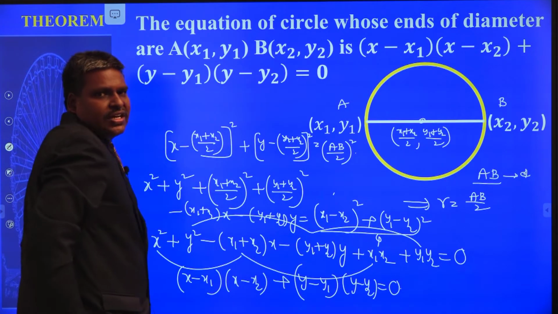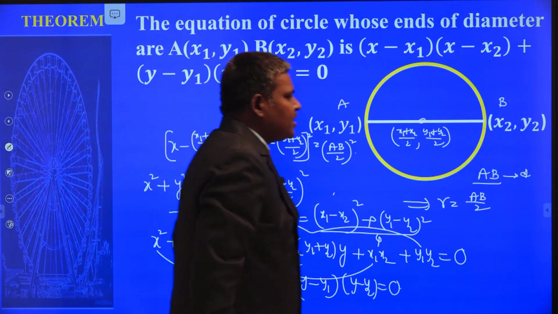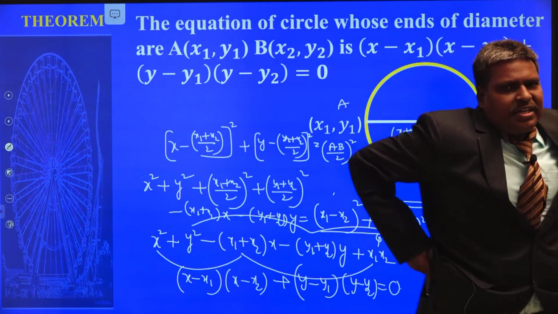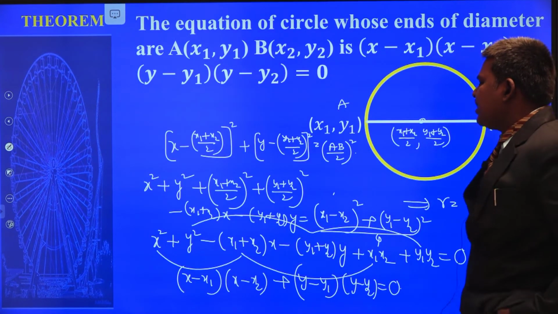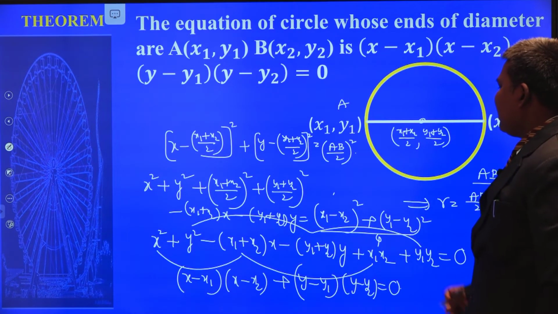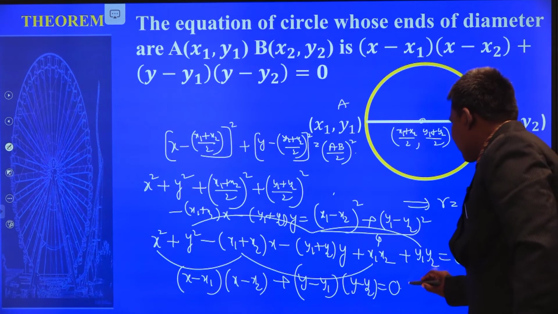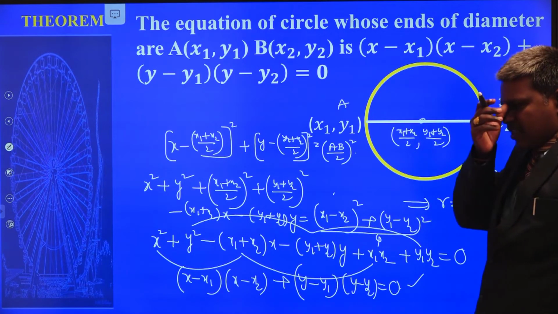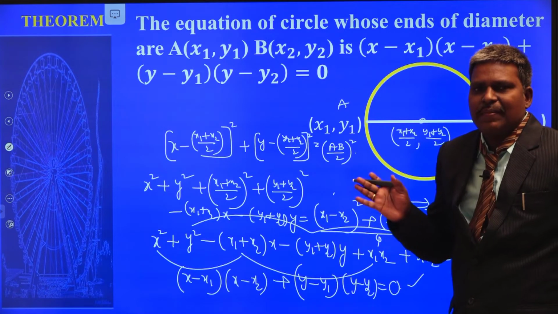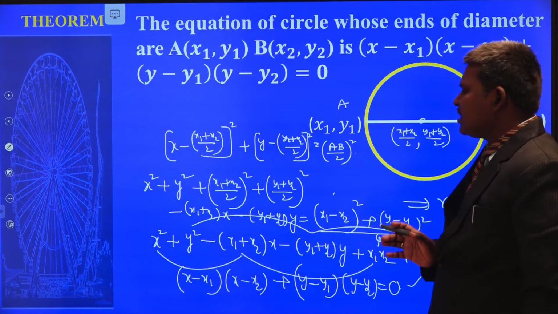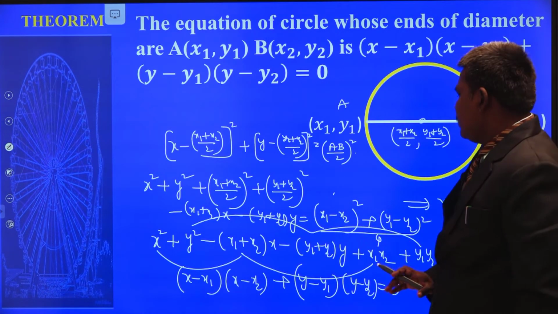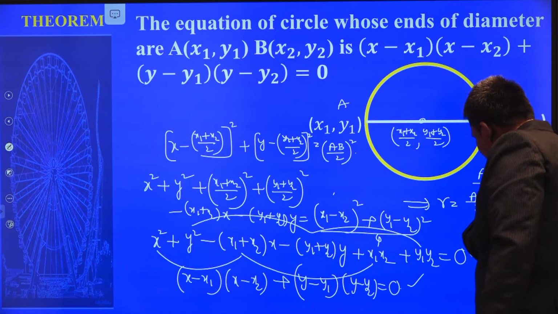This is the equation of the circle whose extremities are given to you. What are the extremities here? The extremities are (x1, y1) and (x2, y2). The equation of the circle is (x - x1)(x - x2) + (y - y1)(y - y2) = 0. This is a shortcut formula for you.